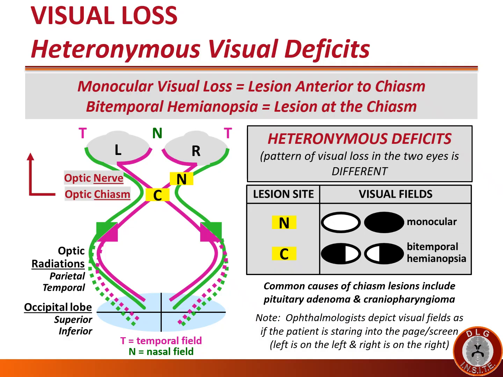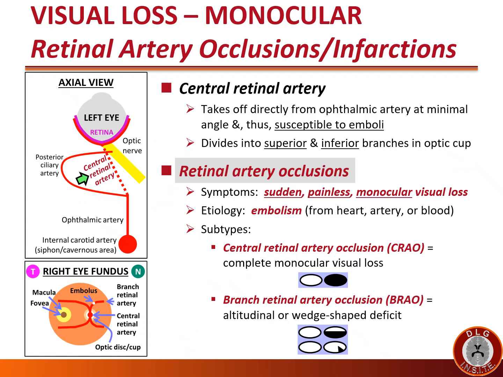I would like to point out here, while we have the moment, that when you are depicting visual fields on paper, ophthalmologists have gotten into the habit of keeping right on the right, left on the left, as if a patient is staring into the page. So unlike a lot of other fields in which, for example, radiology always has left on the right, right on the left, in ophthalmology, the right eye is depicted on the right and the left eye on the left.